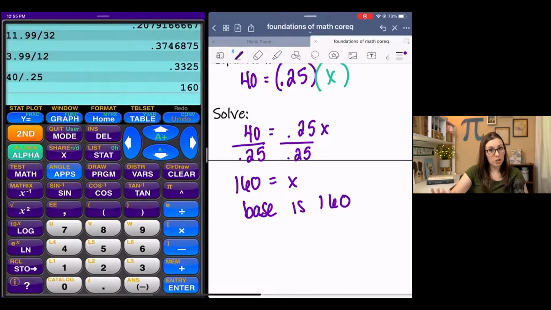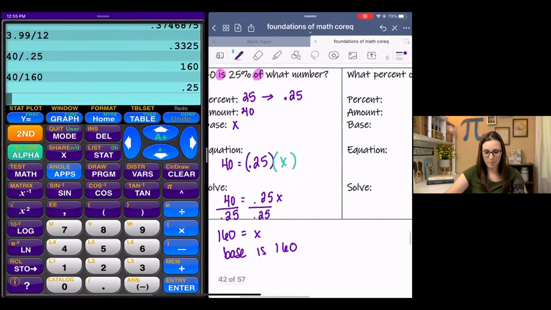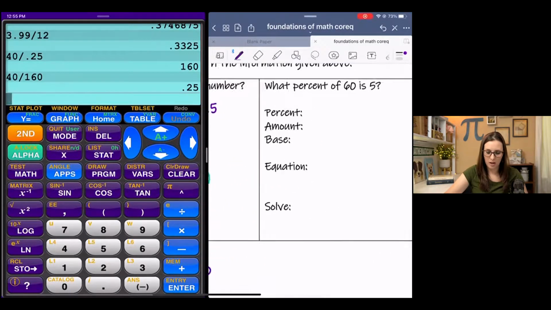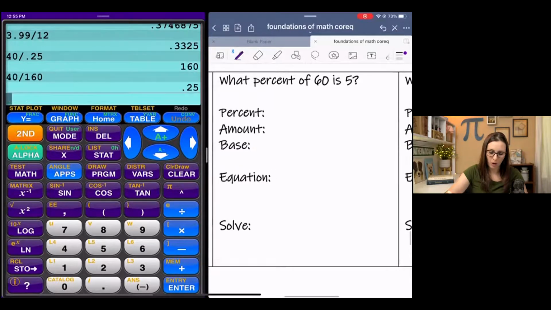And if I just check my work, if I say 40, the part over the whole, this should equal 25%. It does. See? Isn't that so nice? It's not bad. It's so fun. Okay, next one. What percent of 60 is 5?